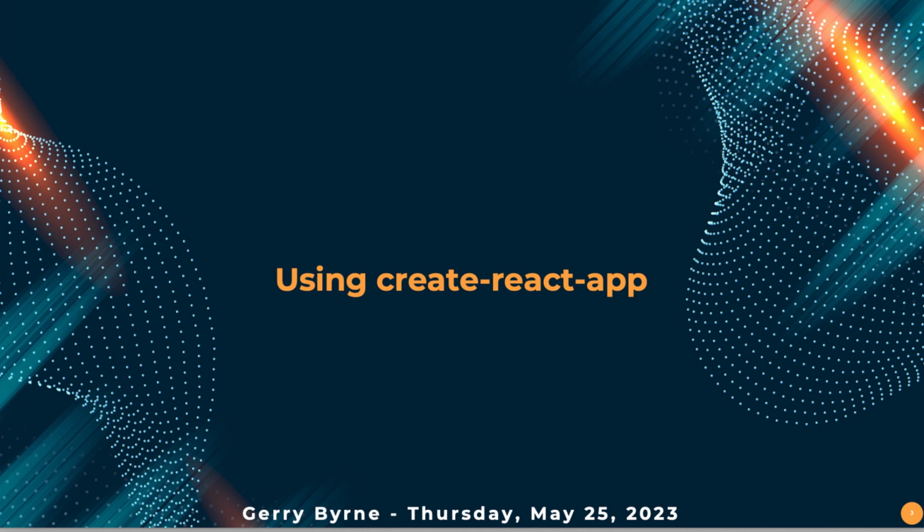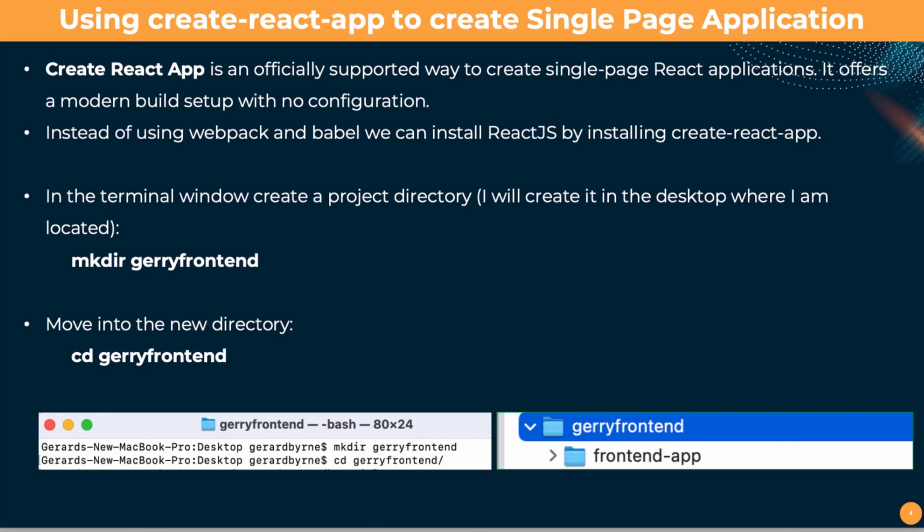So the first thing we need to do is to create a directory and a structure for our application at the front end. We will use the create React app. Create React app is an officially supported way to create single page applications, and it offers us a modern build setup with no configuration. We simply type a command and it builds the configuration for us. Instead of using Webpack and Babel, we can install React.js by installing create React app, simplifying the work that we have to do.